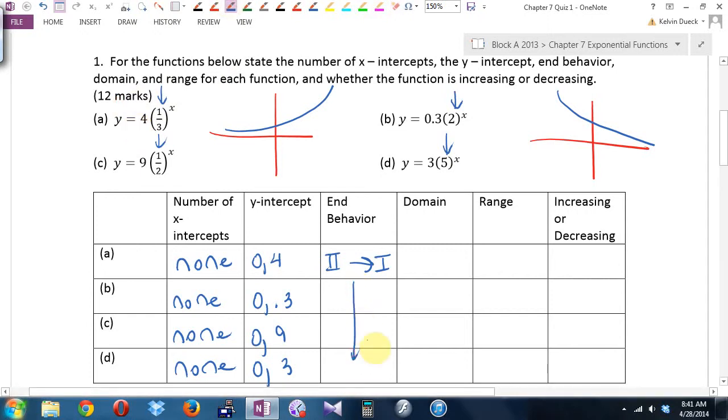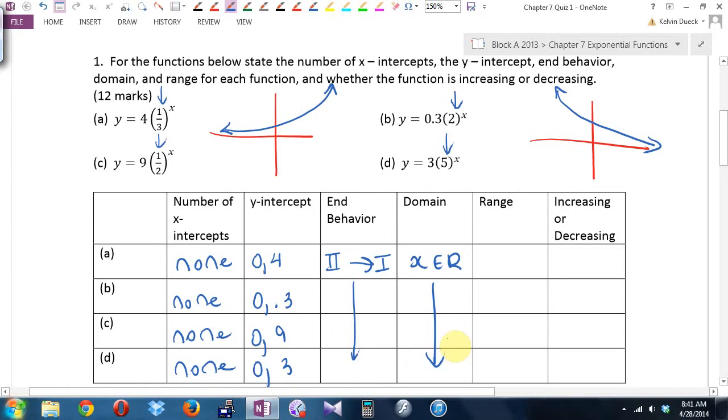Anyways, for all of those, the end behavior is from 2 to 3 or from 1 to 2. Domain, how far left? Forever. How far right? Forever. For all of them, the domain is all reals.